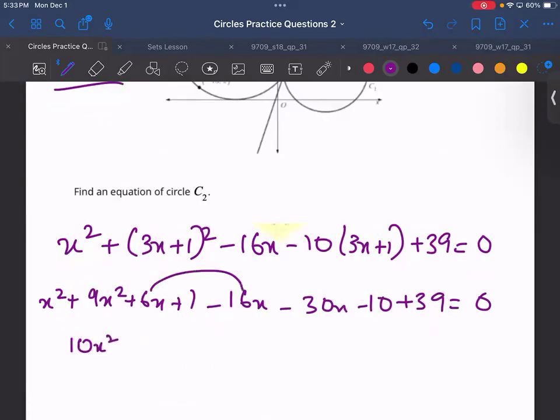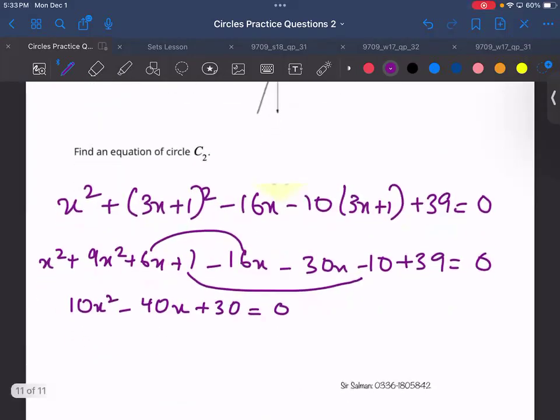6 minus 16 is minus 10, minus 30 is minus 40x. And then 1 minus 10 is minus 9. Minus 9 plus 39 is plus 30. I can write this as, wow.